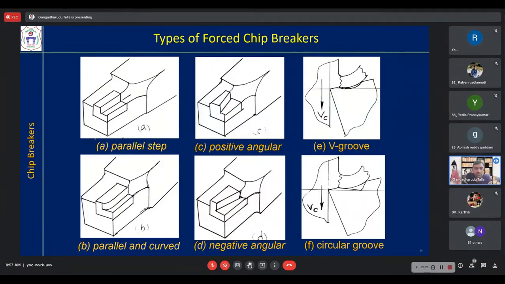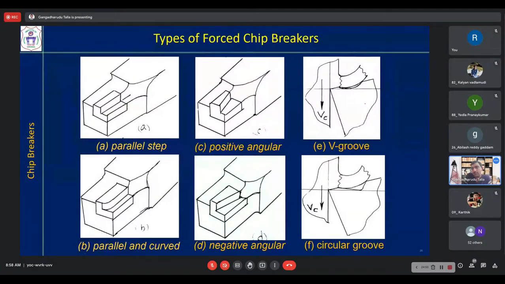But whereas for parallel chip breakers, you have uniform geometry, so even though your depth of cut is varying, the chip curvature that you are forming will not vary. There is no variation. So it is limited to a particular feed and depth of cut only. Understand? It will not work for different feeds and depths of cut.